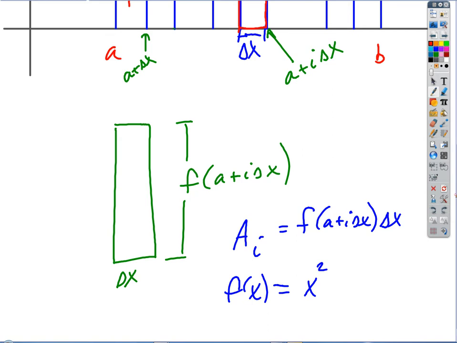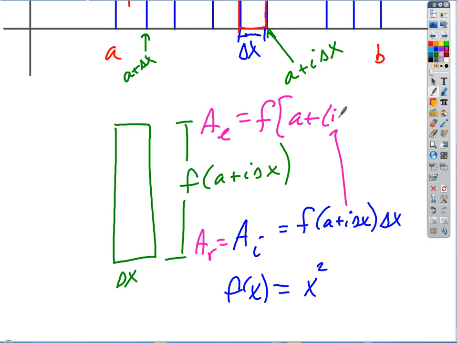If we want to call that A sub R, then A sub L would just be A sub I, but if we wrote it this way, in terms of a function, it's just going to be f of A plus, and where I used to have an I, all I have to do is put in an I minus 1.